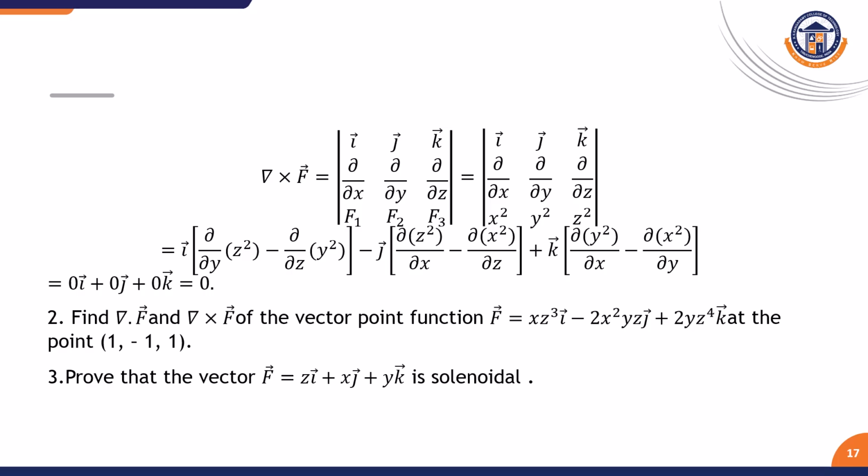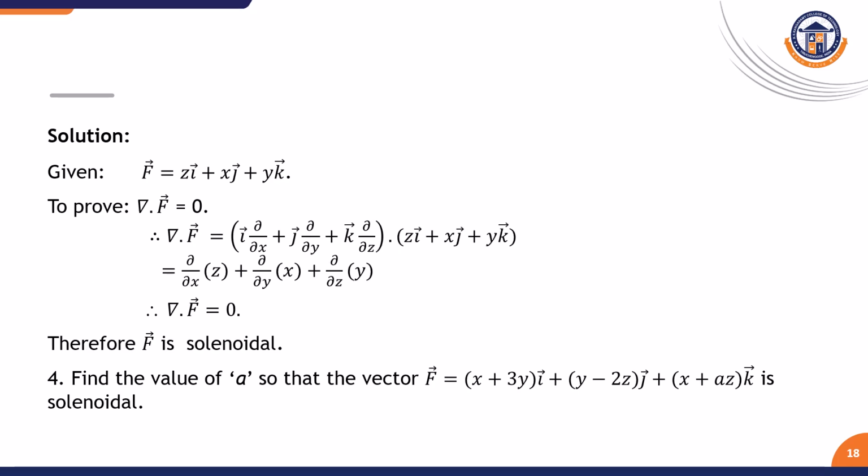The next problem is in the same format. Find the divergence of f vector and curl of f vector of the given vector point function at a particular point. The next one is: prove that the vector point function is solenoidal. Already we discussed what solenoidal is: del dot f vector is 0, which means the divergence of f vector is 0. We are going to find it for the given vector function f vector.